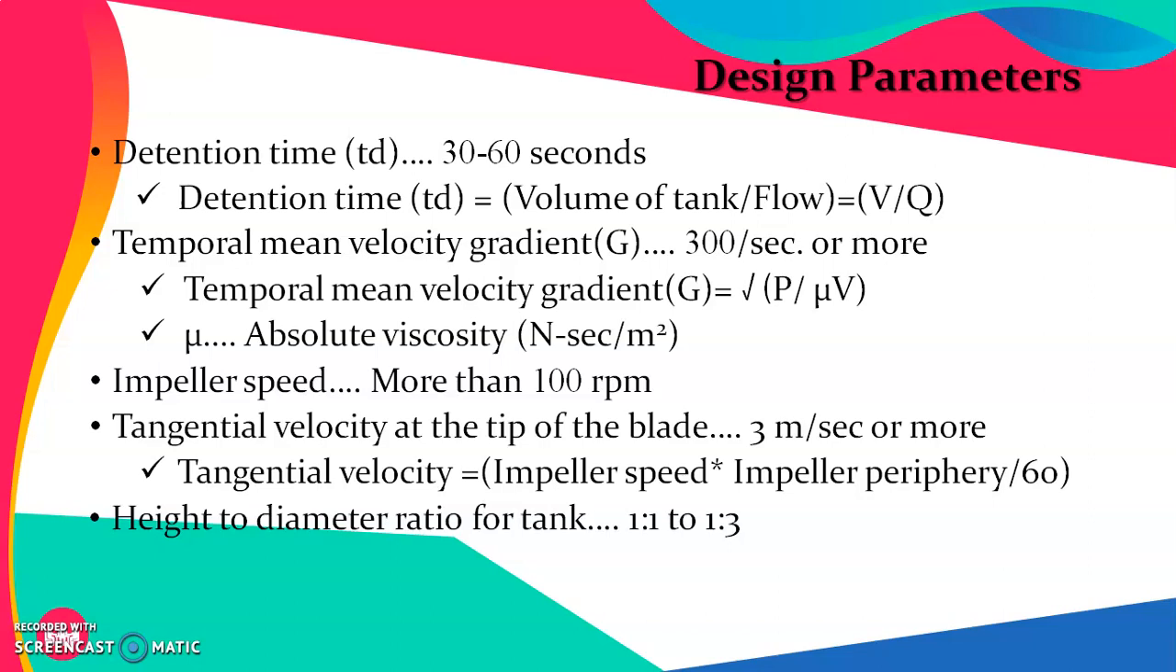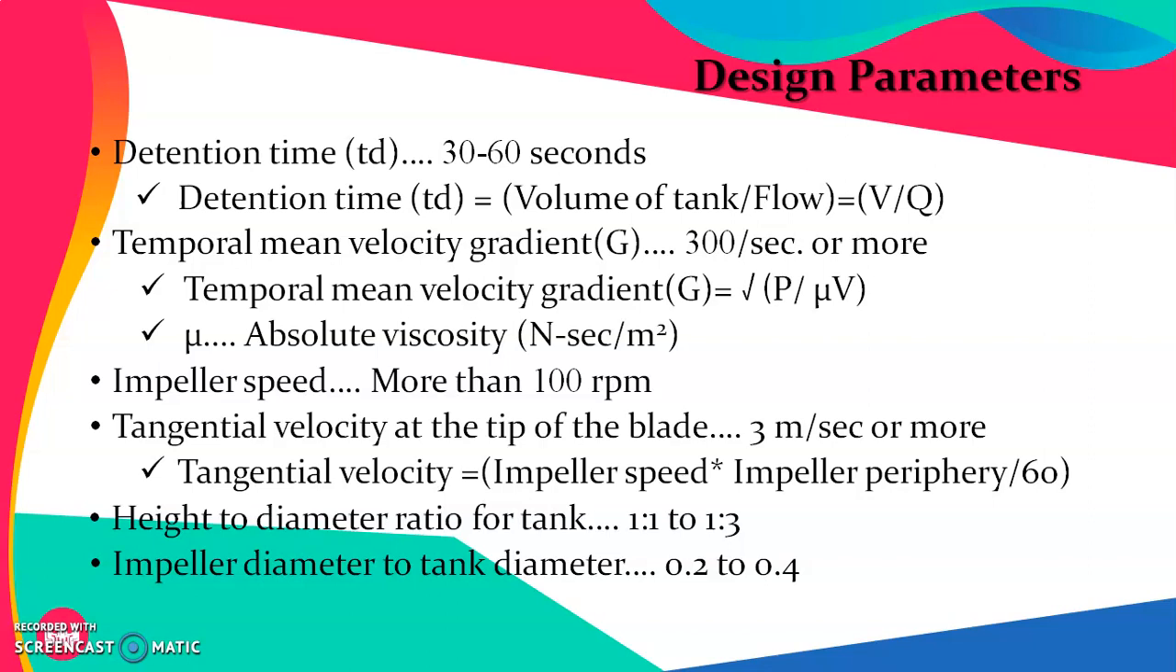Then the height to diameter ratio of the tank should be between 1:1 to 1:3. It means that the height of a tank should equal the diameter of the tank, or at max it can be 3 times the diameter of the tank.